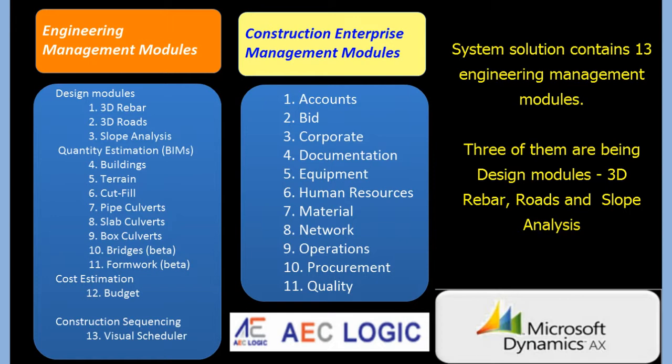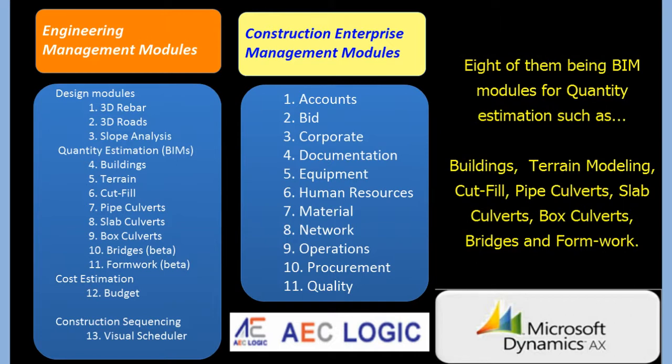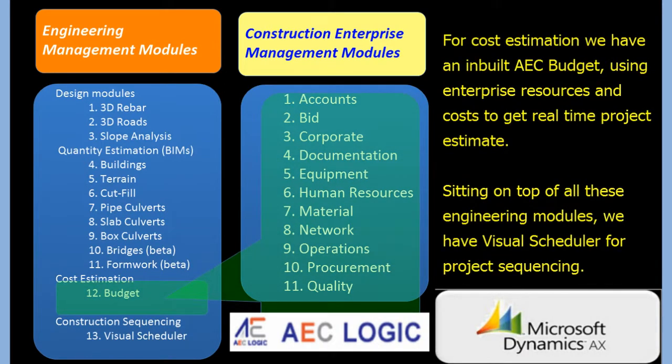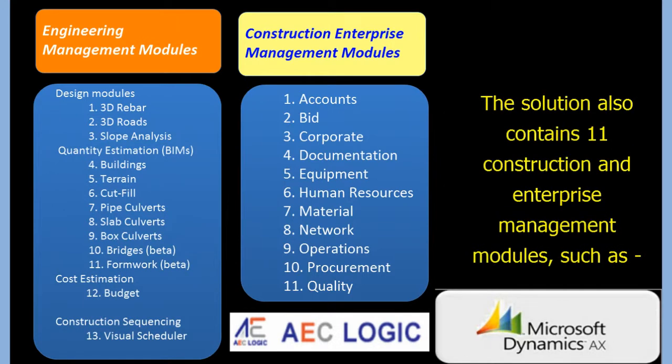3 of them are design modules: 3D rebar, roads and slope analysis. 8 of them are BIM modules for quantity estimation such as buildings, terrain modeling, cut fill, pipe culverts, slab culverts, box culverts, bridges and formwork. For cost estimation, we have an inbuilt AEC budget, using enterprise resources and costs to get a real-time project estimate. Sitting on top of all these engineering modules, we have the visual scheduler for project sequencing.